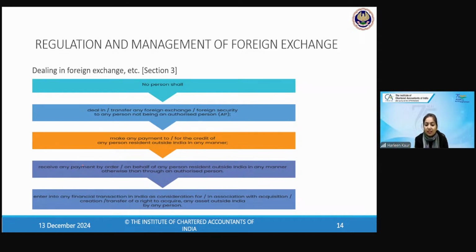Enters into financial transactions in consideration or association with acquisition, or transferring of the right to acquire, any asset outside India. Now, you want to purchase a house in Dubai. In the building Burj Khalifa, you have heard that there are nice, beautiful flats coming up at a concessional rate. So you want to buy a flat over there in Burj Khalifa. You want to enter into financial transactions in India. You will enter the transactions because you're buying the asset outside India.